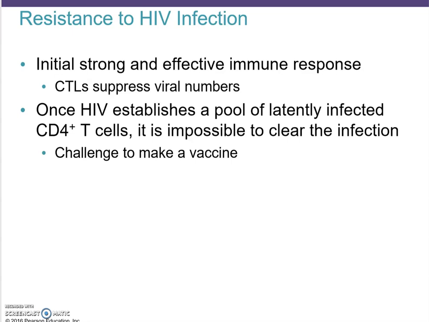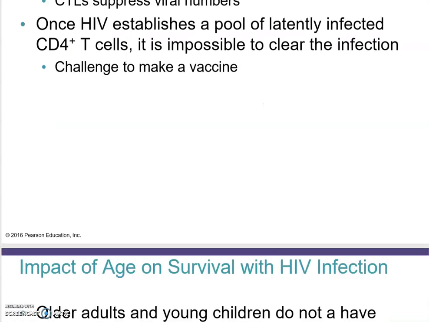The initial response to an HIV infection is usually strong, and you have a pretty effective immune response. So the cytotoxic T lymphocytes suppress the viral numbers, but once the HIV establishes a pool of latently infected CD4 plus cells, it's basically impossible to clear the infection, and that adds to the challenges of making a vaccine.